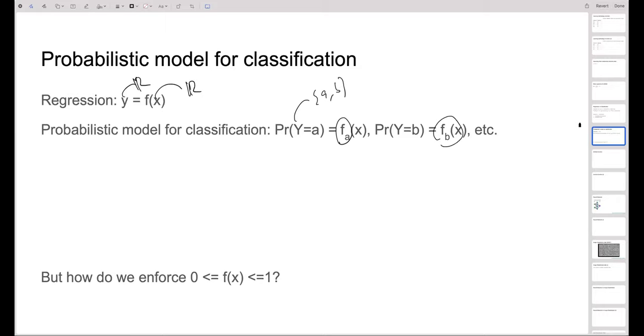Then it means that what you want to do, your definition of finding a function, becomes a bit different. Whereas before you wanted to find a function that minimizes the error, here's the important difference. Instead of minimizing the error, now your objective becomes to find f of a and f of b, these functions, such that the likelihood of the training data is maximized.